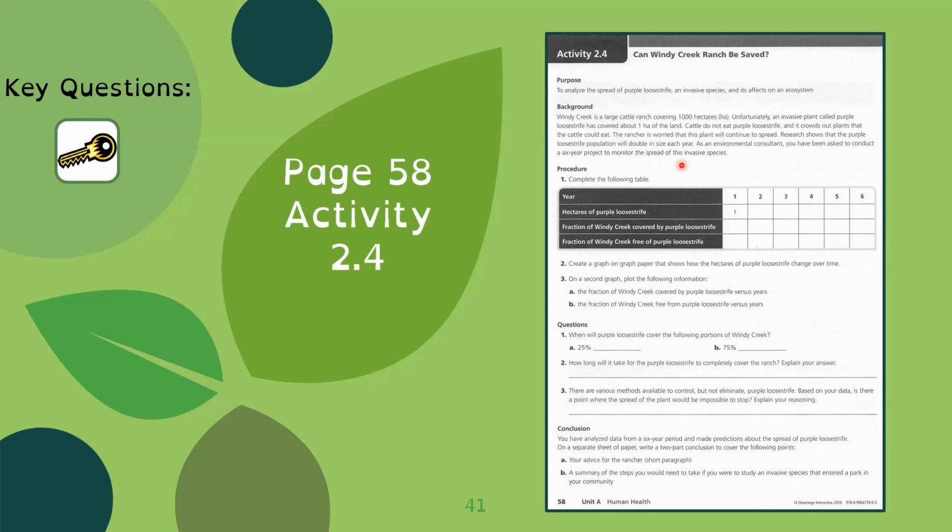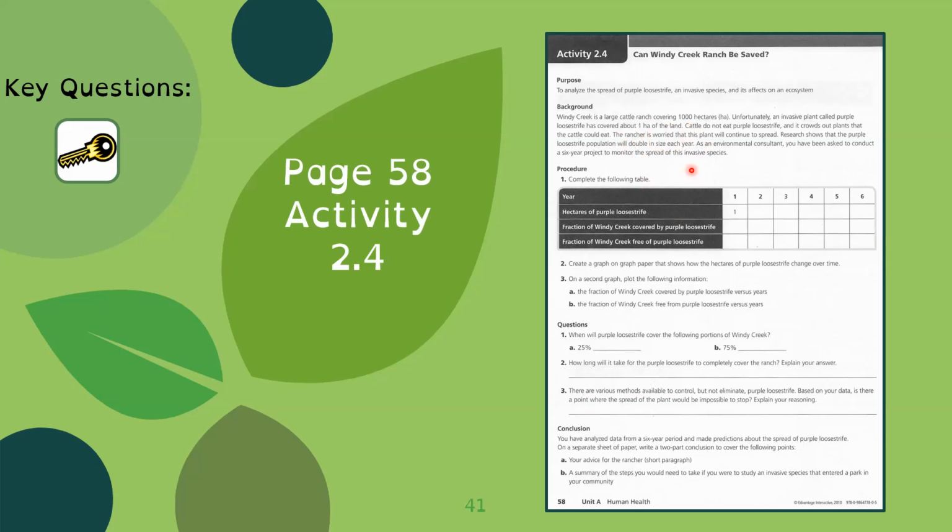As an environmental consultant, you have been asked to conduct a 6-year project to monitor the spread of this invasive species. So starting off, it says it's only covering 1 hectare out of 1,000. That doesn't feel like it's very big. That's my initial gut, being like, 1 hectare isn't very much compared to 1,000 hectares. But because purple loosestrife spreads so easily, like we just watched in the video, they have so many seeds in their flowers and it spreads so easily that this really quickly could impact this cattle ranch.